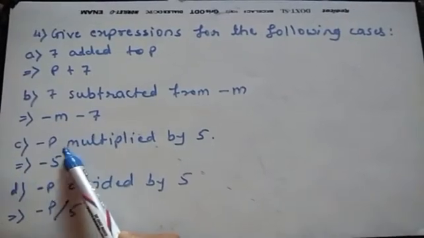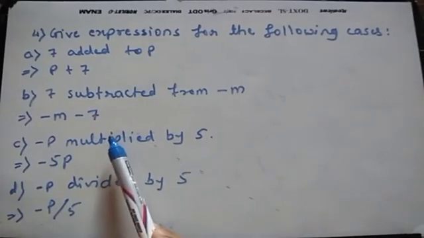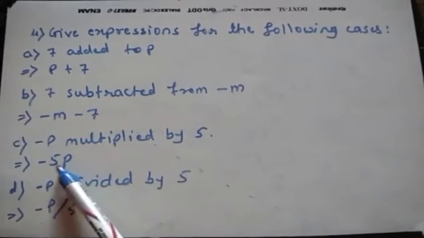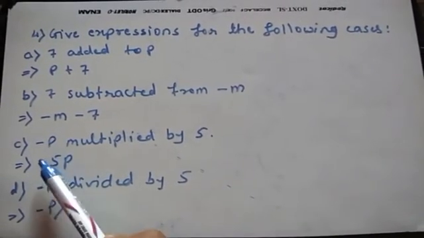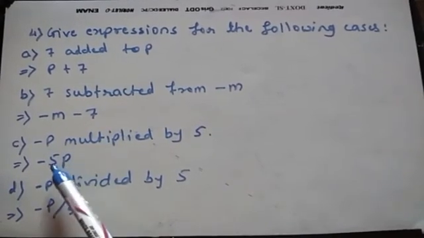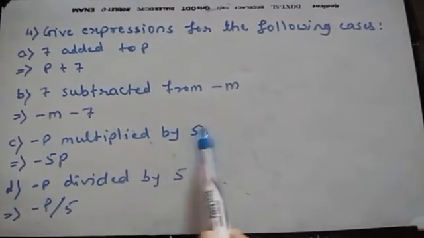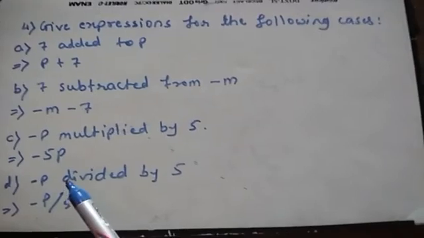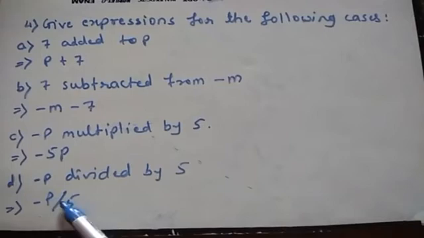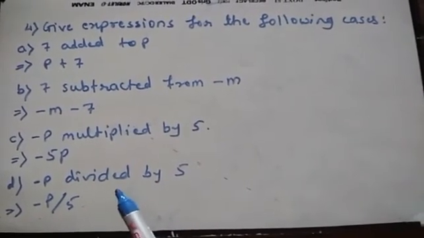Now here next question, see minus p multiplied by 5. In this case, remember, students, whenever we are multiplying one number with a variable, then always remember the number will come first, and before the number the sign will come. So minus 5p will be the expression for this case. Remember, first sign, then number, then variable will come. Okay, minus p multiplied by 5 is minus 5p. As well as one more example we can see here, minus p divided by 5. So in this way we can write expressions for such type of cases.